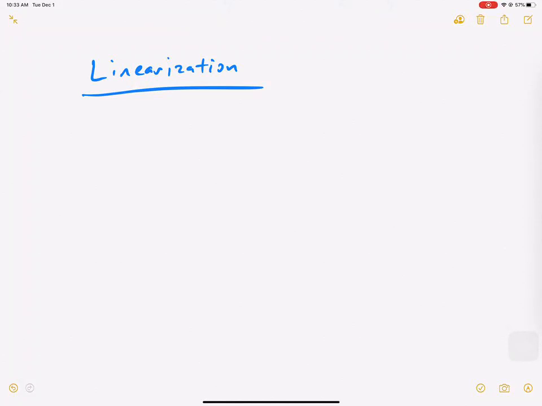Curves are not easy to work with. Lines are easy to work with. Curves are not easy to work with. And my easiest version is this. How can I find the approximation?